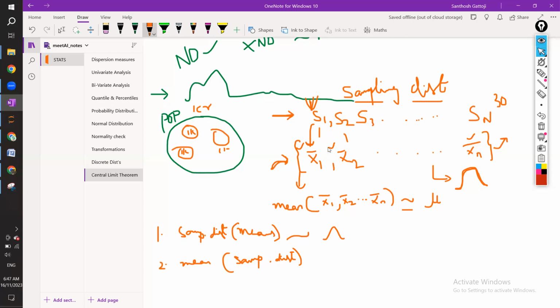Now S2 is also 1000 values. The average of this will be one value, x2 bar. Like that, xn bar. Now you have 30 values, 30 individual single values. And for these 30 values, again, you can have one mean.